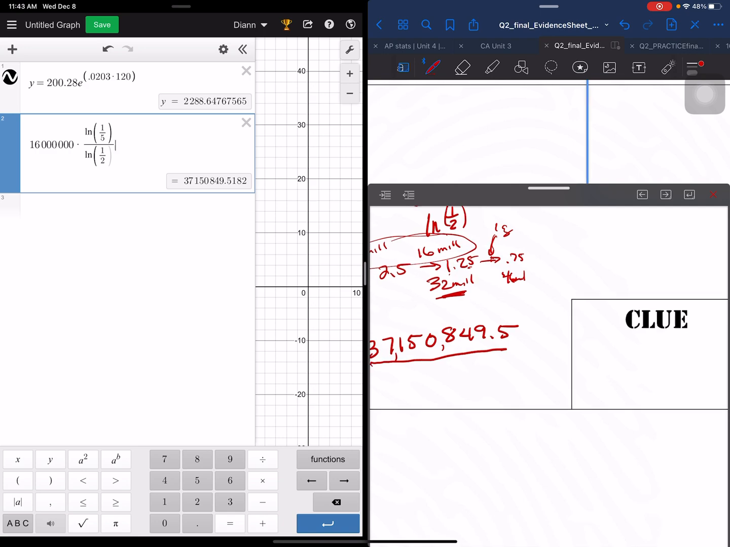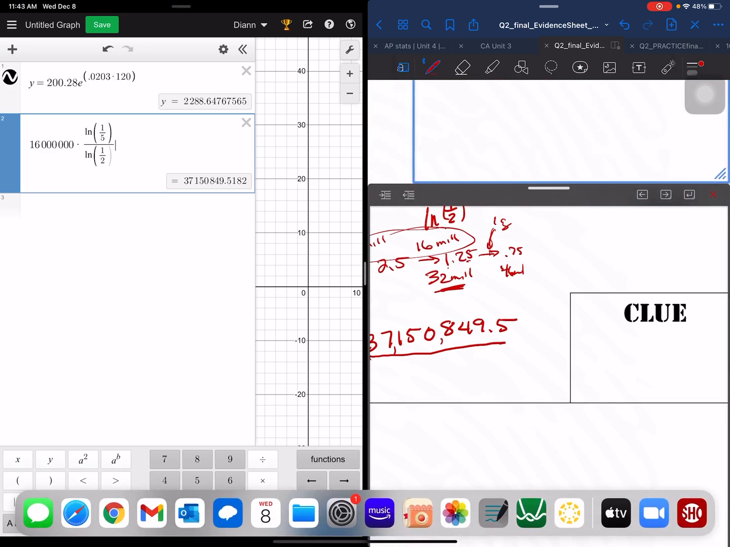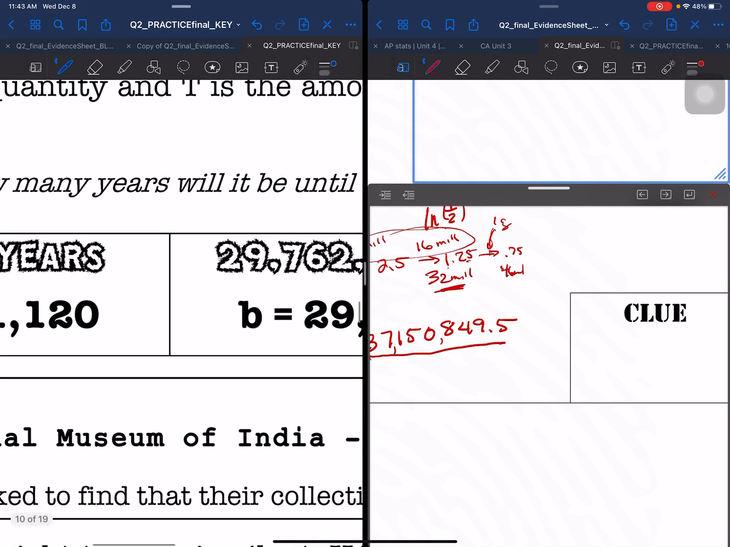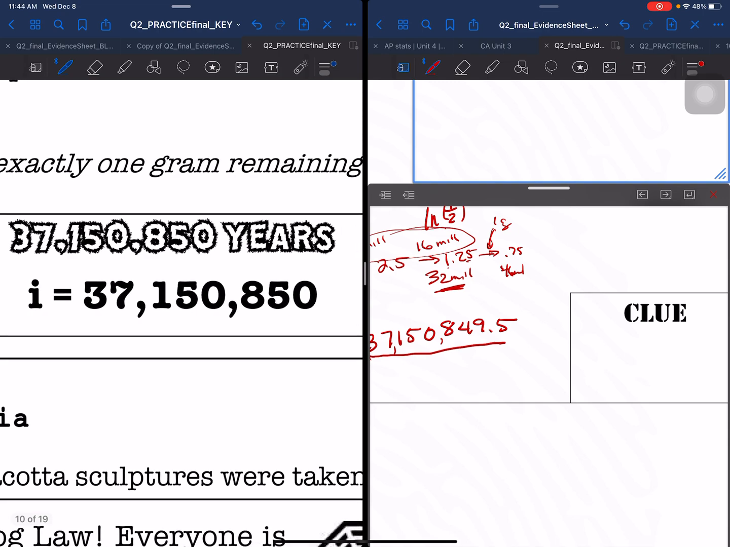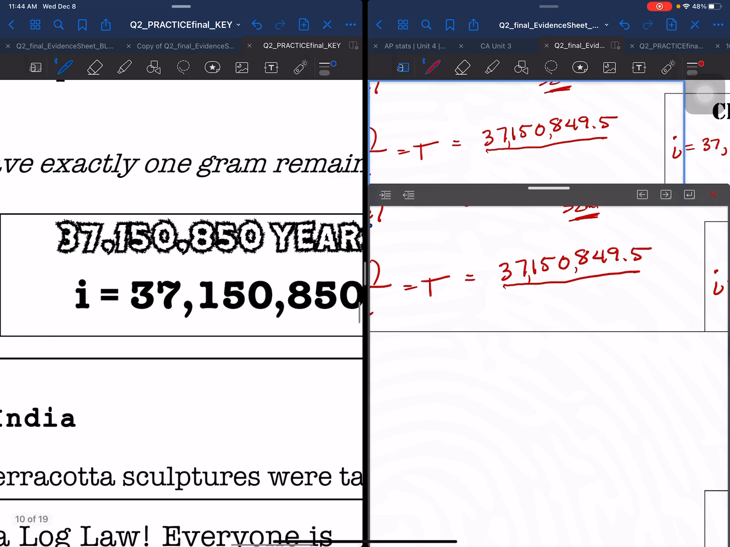So there we go. Our clue is going to come from, let's give this back over here, 37,150,850. That looks right to me. So our clue is I, and it's 37,150,850. Excellent. It's nice when they have an answer right there for you to make sure that you got it right.